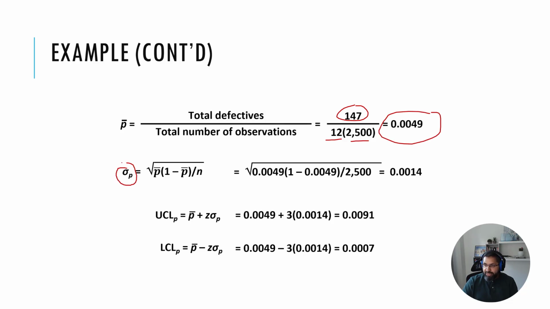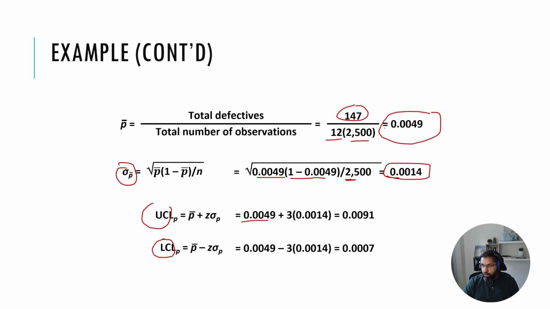Then you have to calculate the standard deviation of P bar. That's going to be P bar times 1 minus P bar over n, square root of the whole thing. That's 0.0049 times 1 minus 0.0049 divided by the sample size 2,500, then square root of the whole thing. That's going to be 0.0014. Now I can find the UCL and the LCL, the upper control limit and the lower control limit.